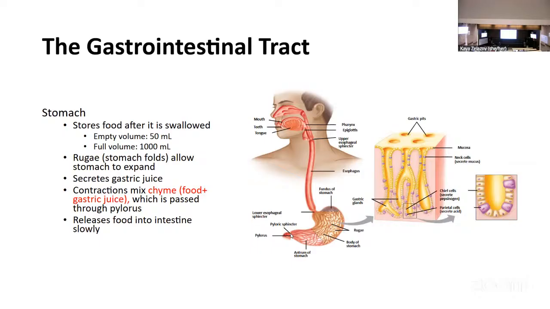You may have looked at these in lab. So this is where we're storing our food after it's swallowed. We've got a relatively small stomach if it's empty, but it can get real big after you eat some food or drink some water, because we've got all these folds, or rugae, that allow it to expand.